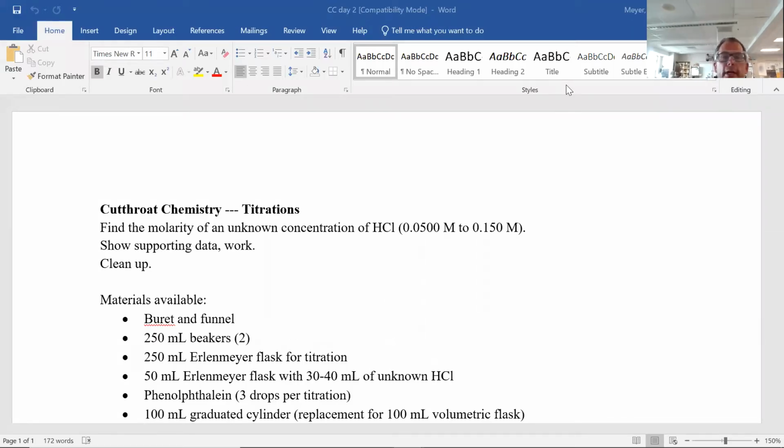Cutthroat chemistry titration lab, take 3. Forgot to hit the record button last time, and the first one was too long. So let's give her a roll and see what happens.